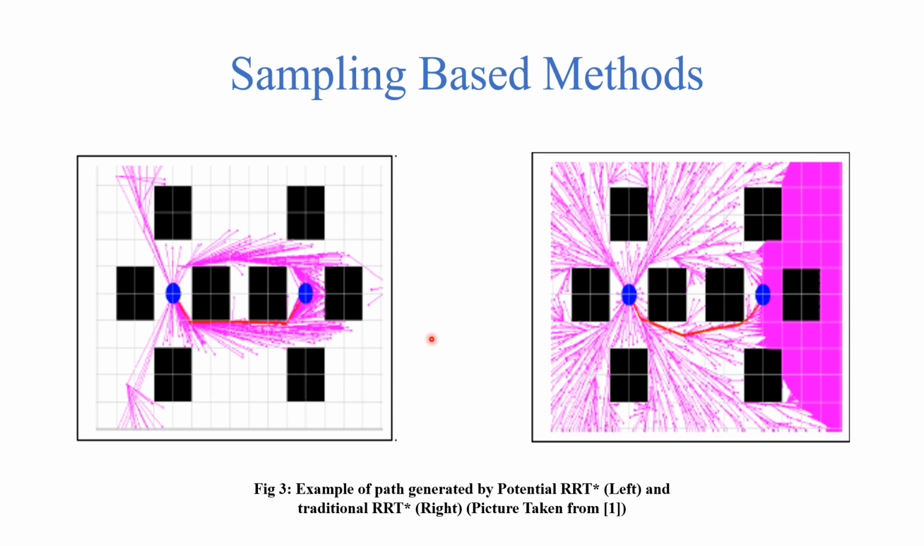Now, this is the basic idea of the potential RRT star algorithm, in which we are going to use the potential field created by the goal node and the obstacles to try to guide the expansion process of the random tree.